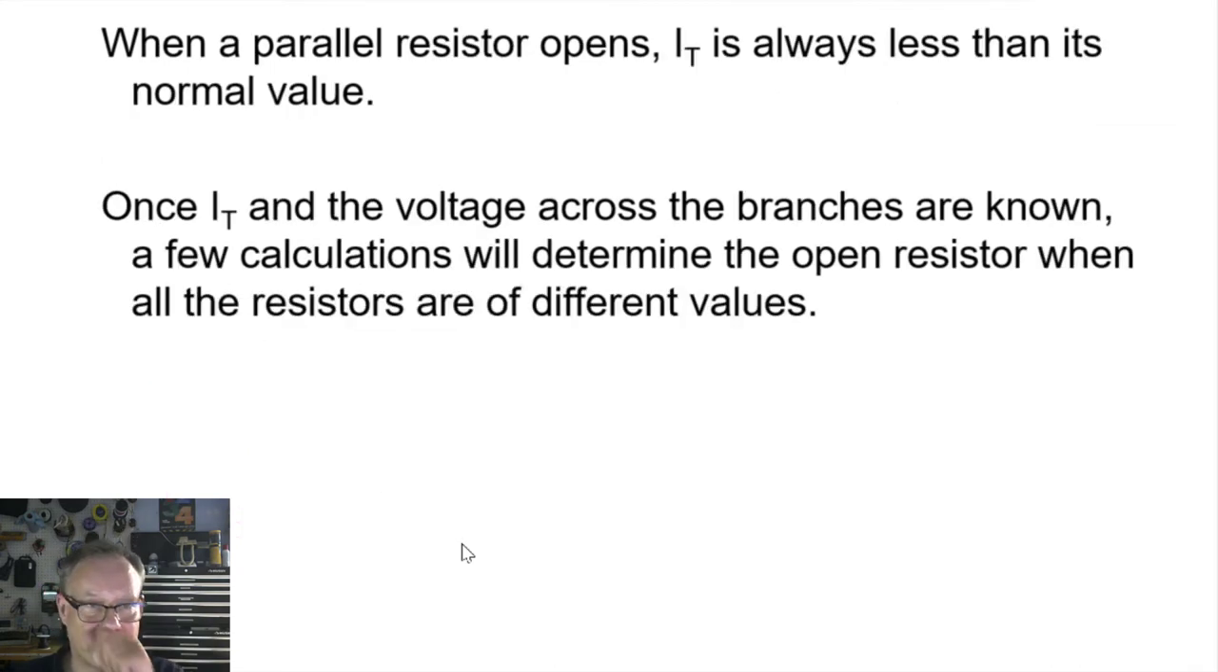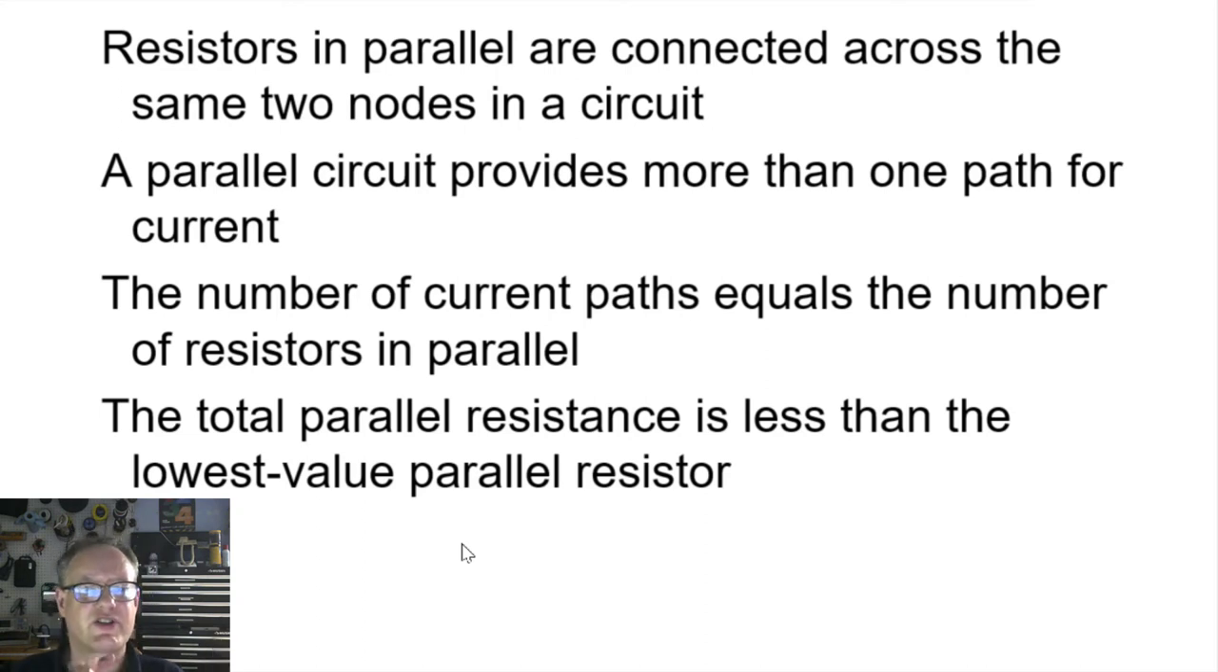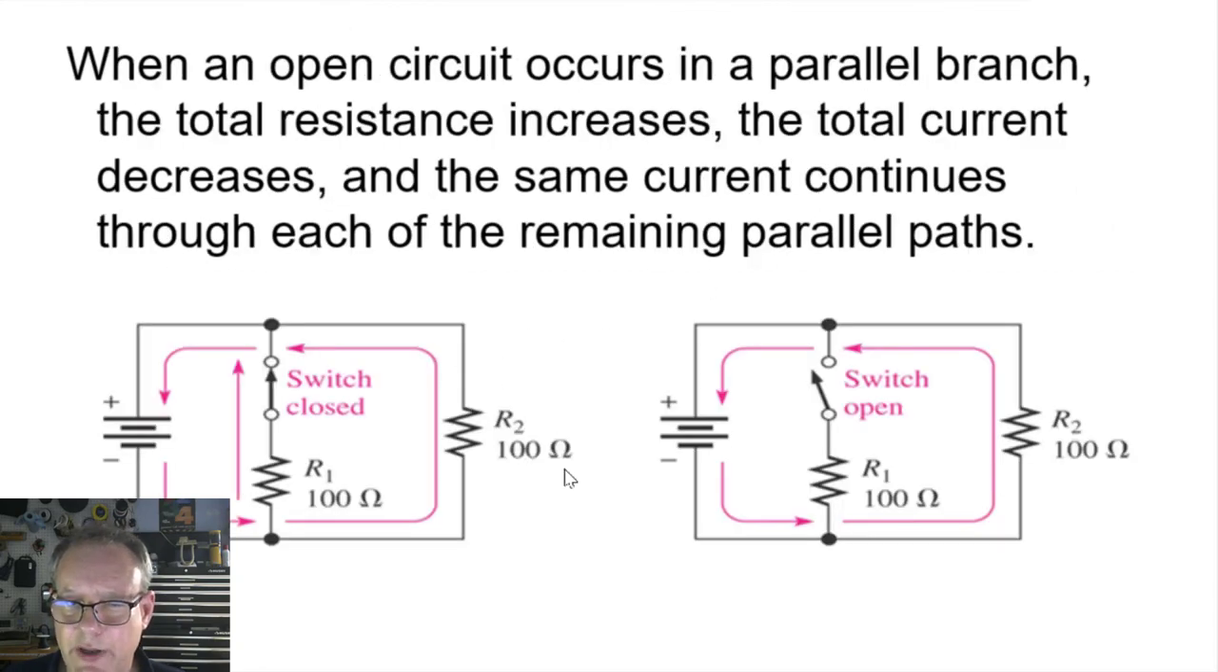So I went through this and I can say, here we go. In summary, resistors in parallel are connected across the same two nodes in a circuit, right? They're accessing the voltage source. A parallel circuit provides more than one path for current. If you have two, then you've got a parallel circuit. The number of circuit paths equals the number of resistors in parallel. Now, I'm going to re-say that. The number of circuit paths equals the number of loads in parallel. Not just resistors, but loads: motors, lights, buzzers, solenoids, heaters, whatever they are. The total parallel resistance is always less than the lowest value of the parallel resistor. And that is the answer to the question I asked you previously about what would happen if I shorted that.